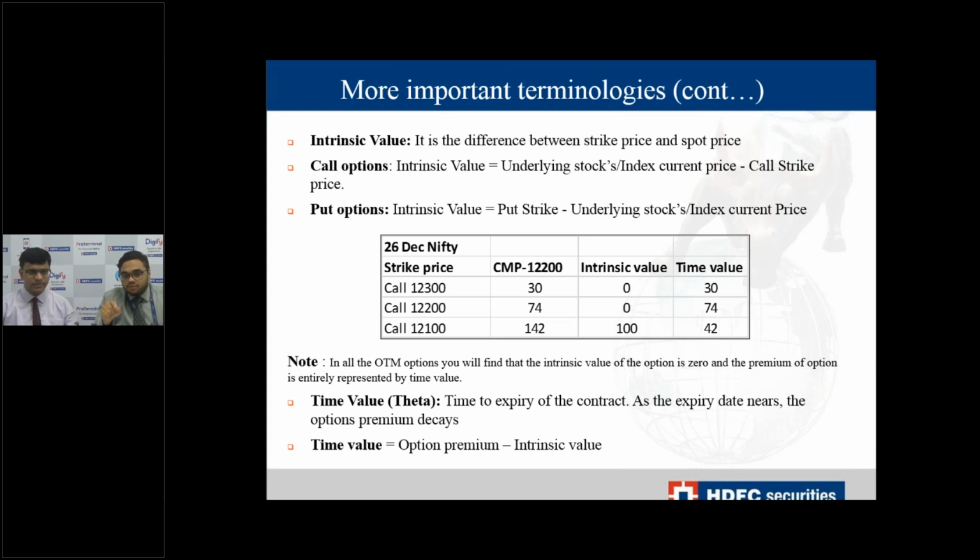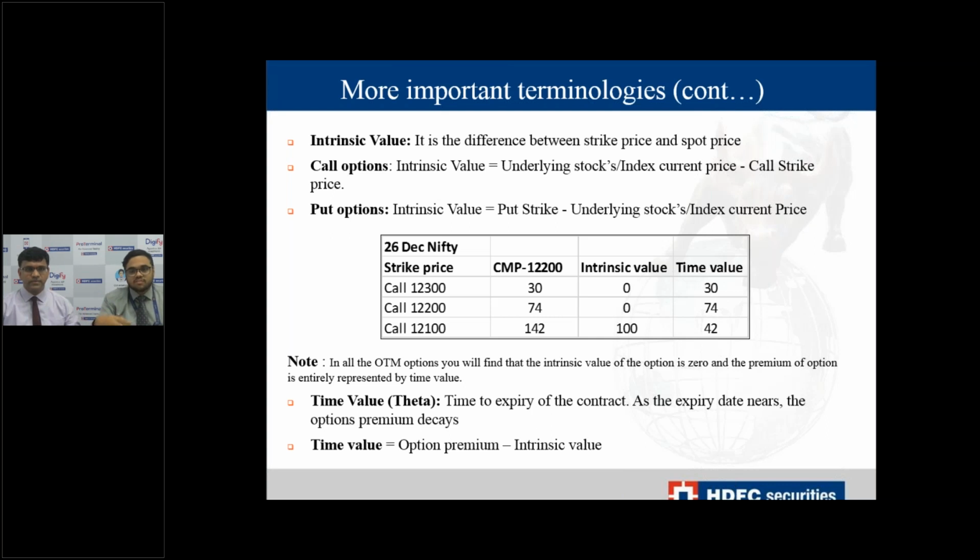And for 12,200, the CMP is 74 rupees. As we discussed earlier also, the intrinsic value will not be negative, it will be 0, and the 74 is the time value. And for call 12,100, for in the money option, the intrinsic value will always be positive. So 142 is the premium value. In that, 12,200 minus 12,100, that is rupees 100, that is the intrinsic value, and the rest of the amount, that is 42, that is the time value.